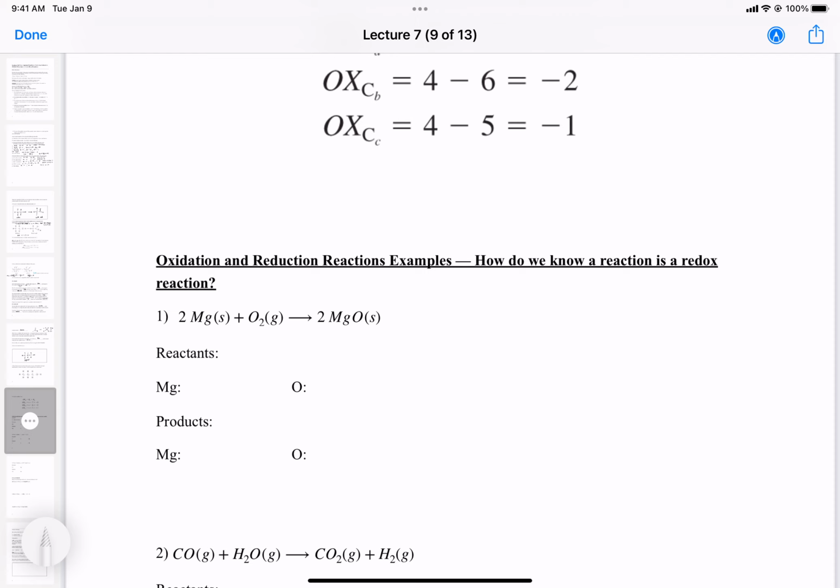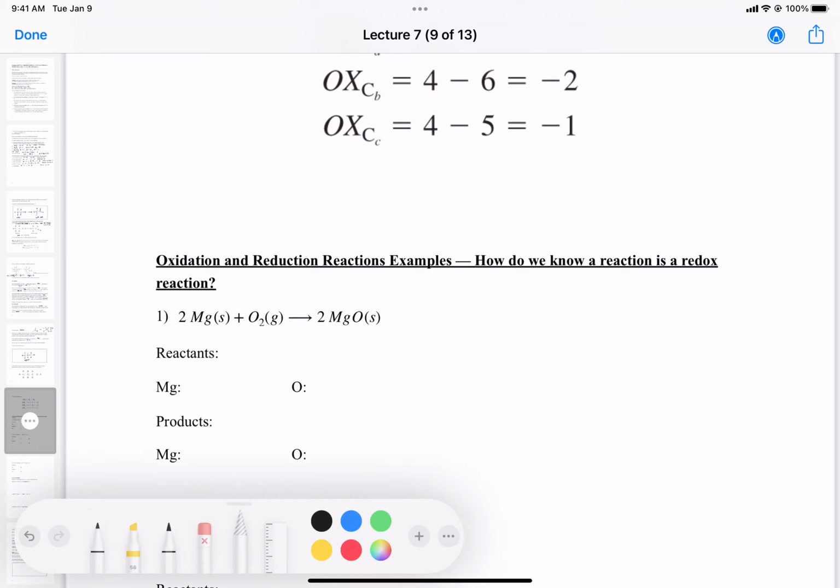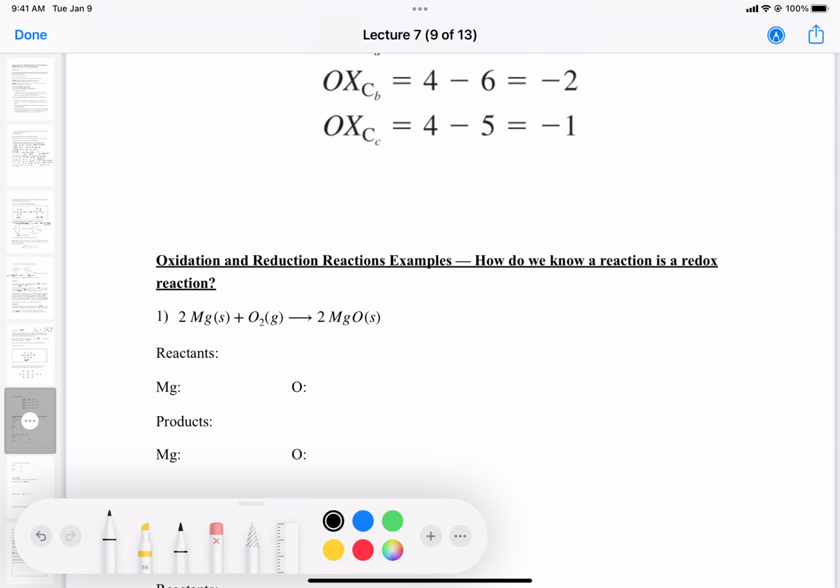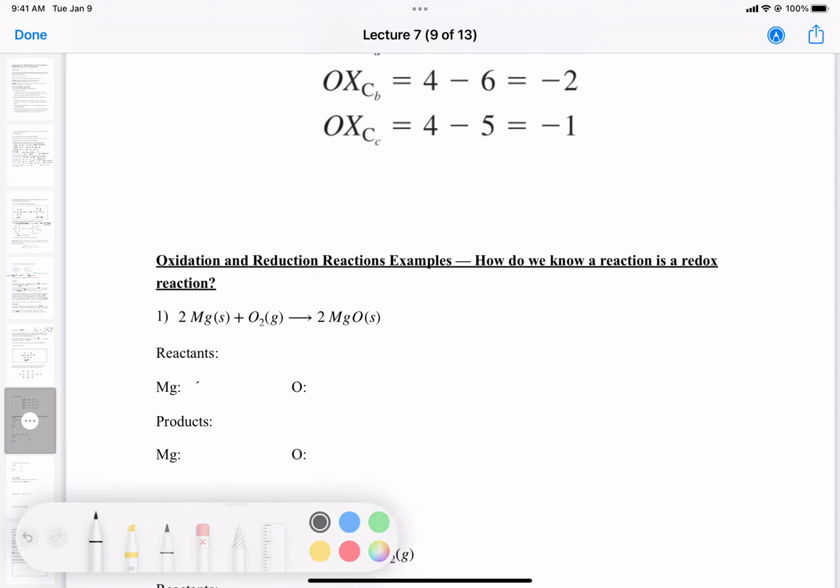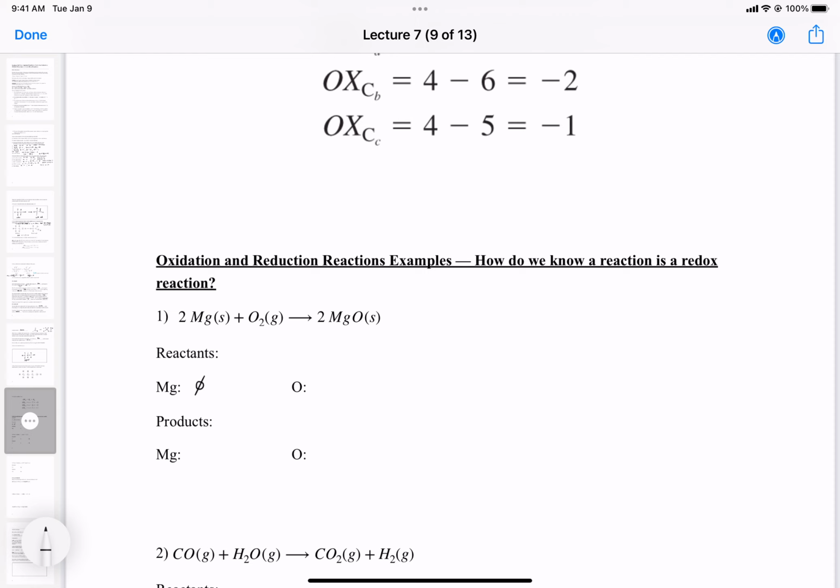Some reactions, if you just glance at it and say, okay, there's no way this is a single replacement, there's no way this is a double replacement, and there's no way this is an acid base, so it has to be redox. You can kind of do that, but to make sure you're right every time, you want to assign oxidation numbers. Okay, so magnesium is by itself, so we have 0. That's a 0 oxidation state. Remember, for metals and diatomics, that is always 0. Oxygen, also 0.